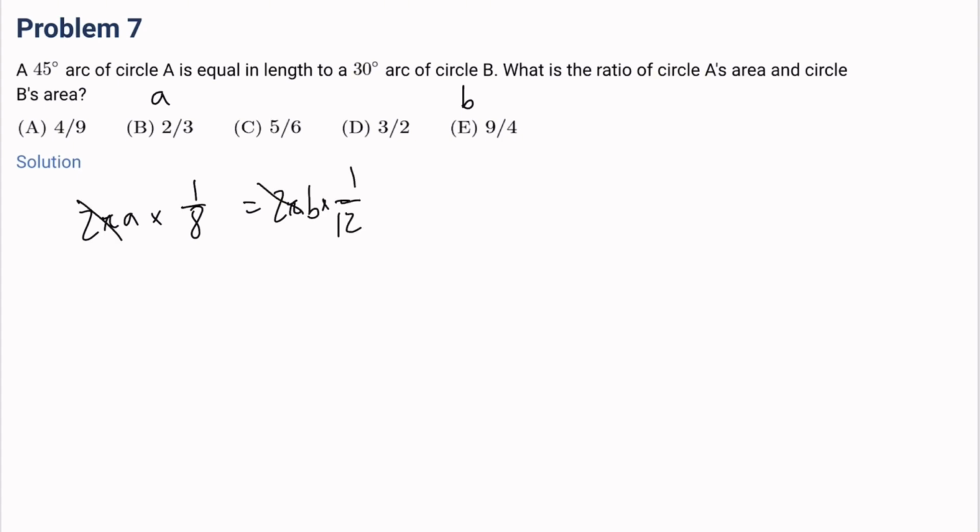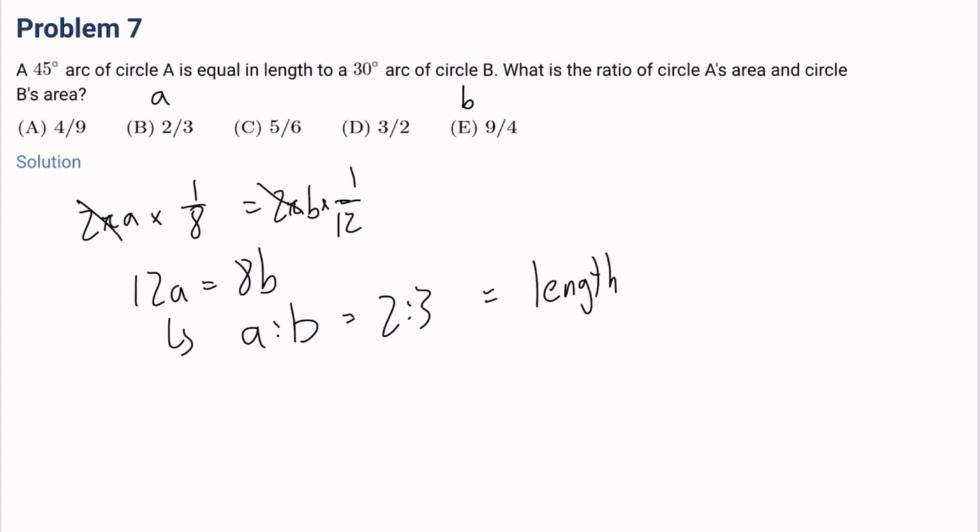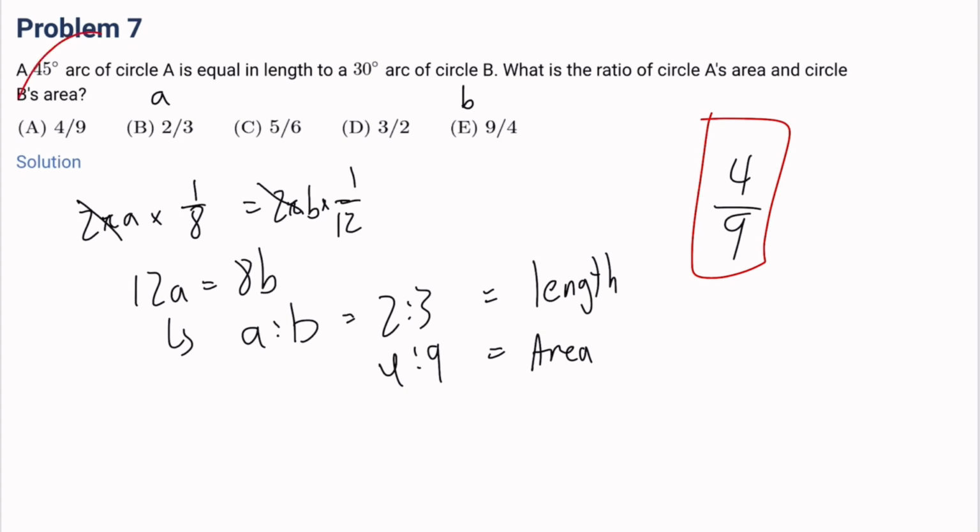And so if we cross multiply, then we get 12a equals 8b, and so this gives us the ratio of a to b. This would equal 2 to 3, right? And this is the ratio of the radii, so this is just the length. But then we want the ratio of the areas. And so to get the area, we have to square this and square this, and so that would be 4 to 9. So the area ratio is 4 over 9, and this is equal to A.